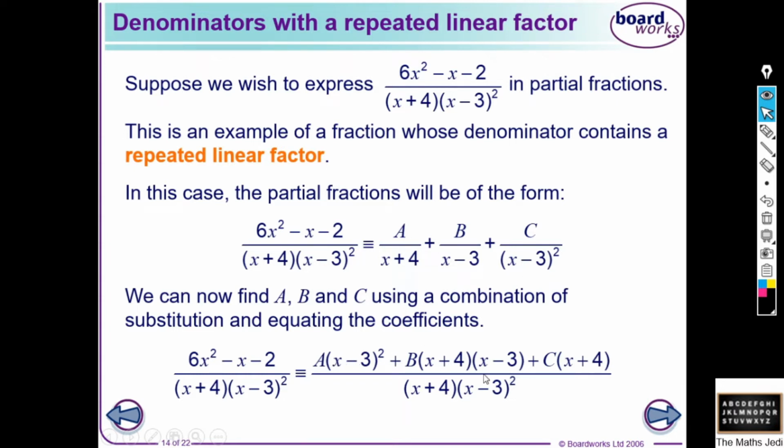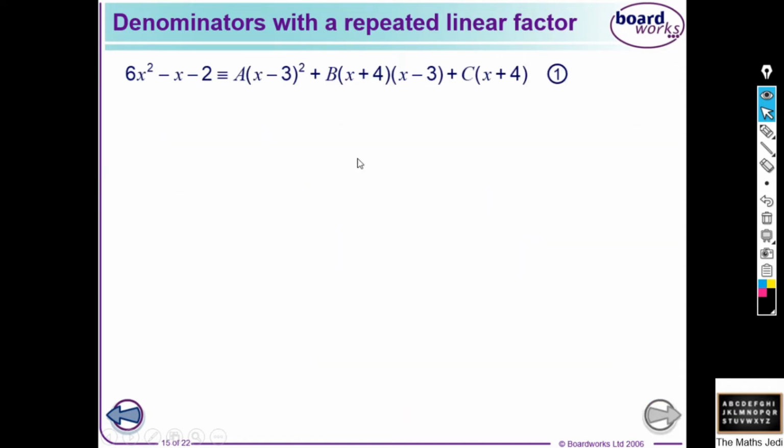You can see them doing it here. B, you'd multiply that by x plus 4 and x minus 3. And then C, because it's x minus 3 all squared, you'd multiply just by the x plus 4. So you can see them doing that here. So you can use substitution here.